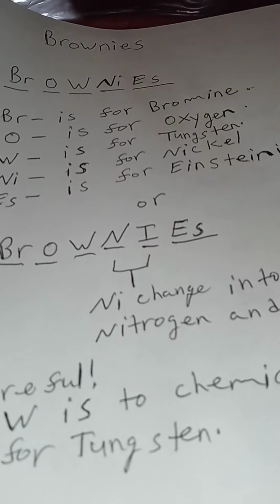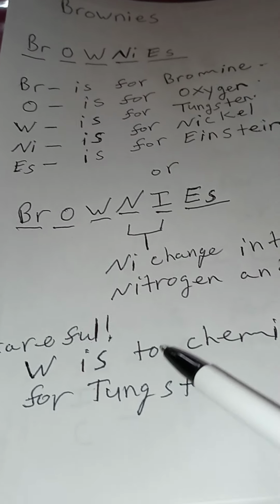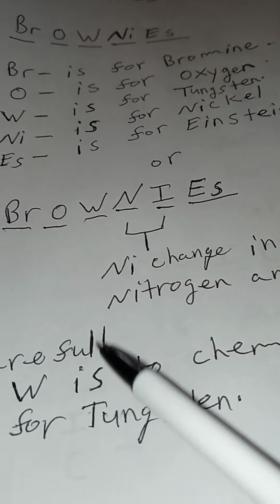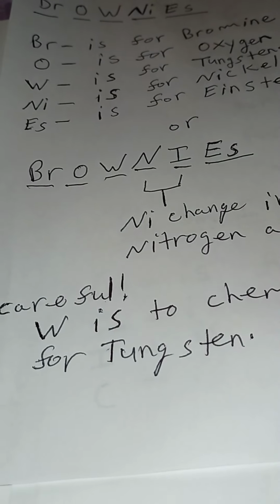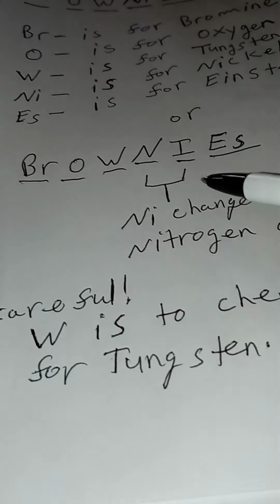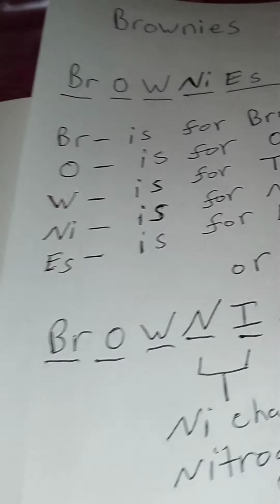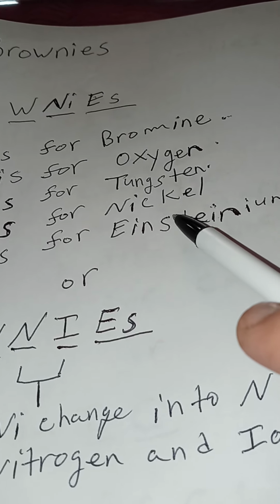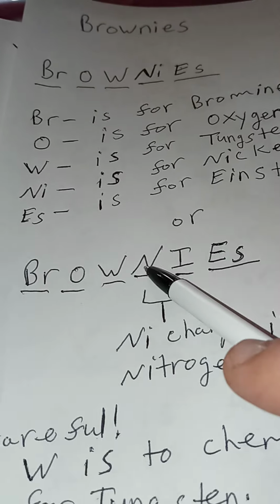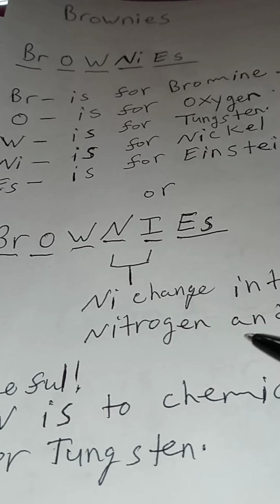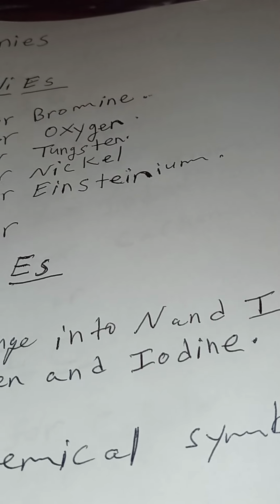Another way you can do this is to separate the N and the I. Everything remains the same except for the N and the I from Brownie. You see how here the capital N and the small i is the chemical symbol for nickel, Ni, capital NICKEL. But if you separate the N and the I, now we got nitrogen, capital NITROGEN, and iodine, capital IODINE.